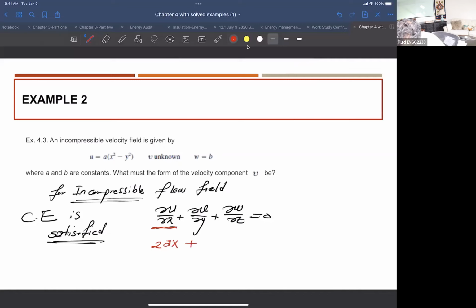And the other term is 0 plus dv by dy. I don't know what dv by dy is because I don't even know what v is. Plus dw by dz is 0, because w is not a function of anything, so it's just a constant. So I can say that dv by dy is equal to minus 2ax, right? How to find v in this case?